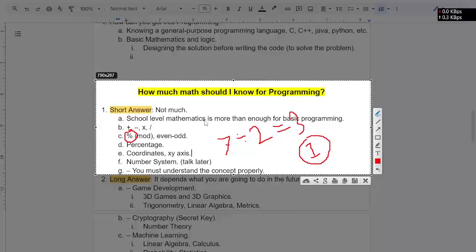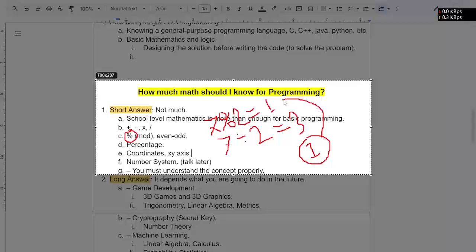And if you divide 7 with this modulus operator, you will get that remainder answer. You will not get the division result. You will get the remainder. So this is called the mod or modulus operator.